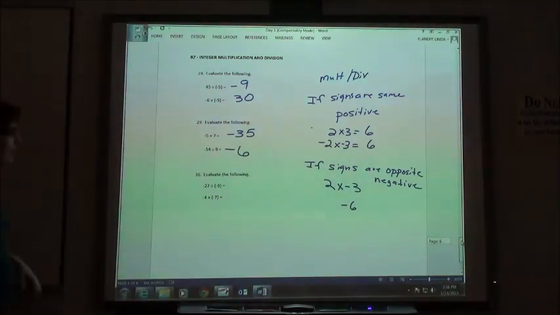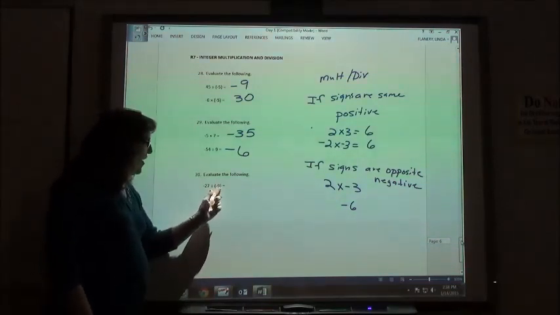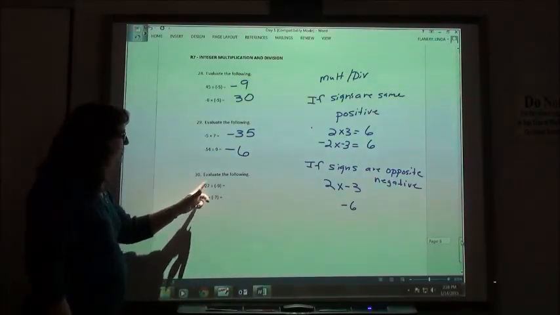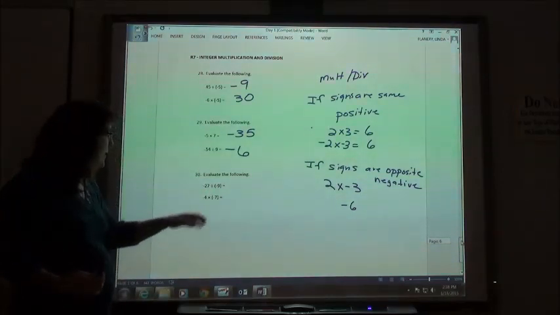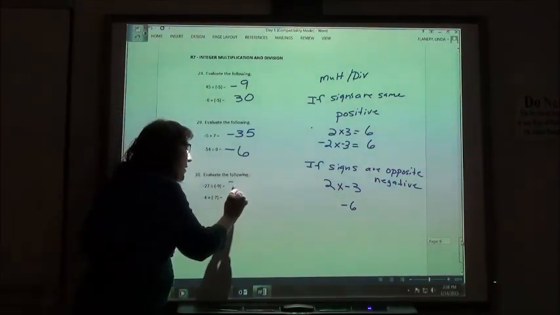Number 30, negative 27 divided by negative 9. I have a negative divided by a negative. My signs are the same. It's going to end up being positive. 27 divided by 9, 3.